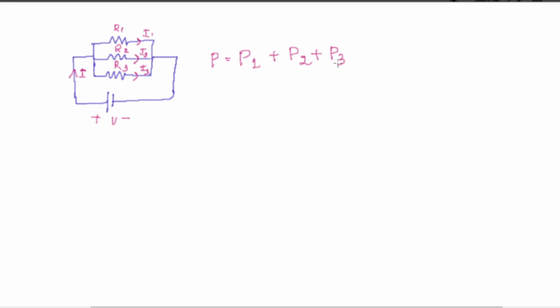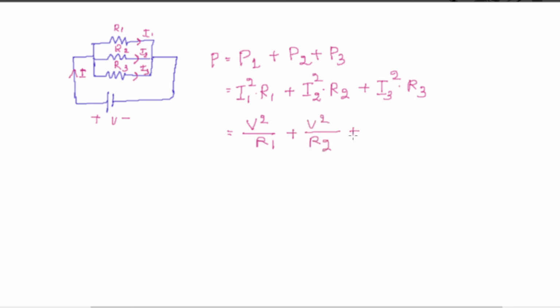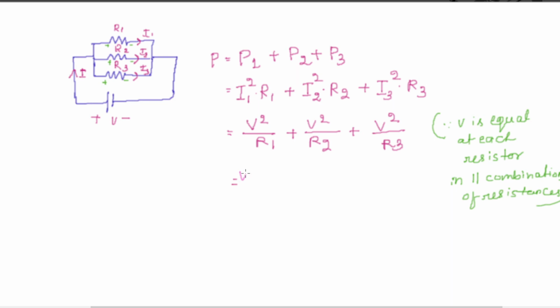Now the power value will be the sum of I1 square into R1 plus I2 square into R2 plus I3 square into R3, or it can be equal to V square by R1 plus V square by R2 plus V square by R3, which is V square whole into 1 by R1 plus 1 by R2 plus 1 by R3 watts. So this is all about the parallel combination of resistances.